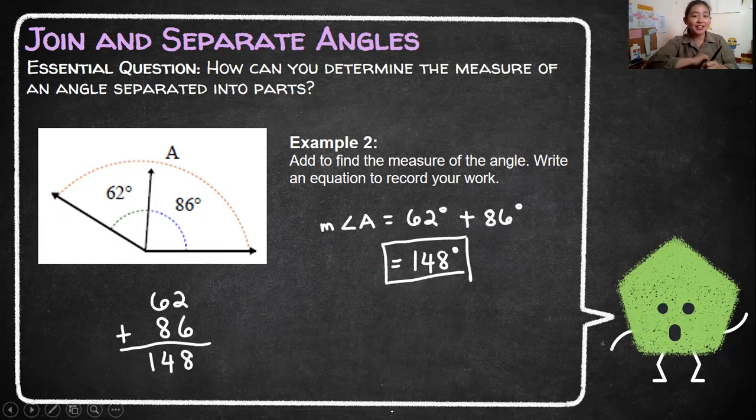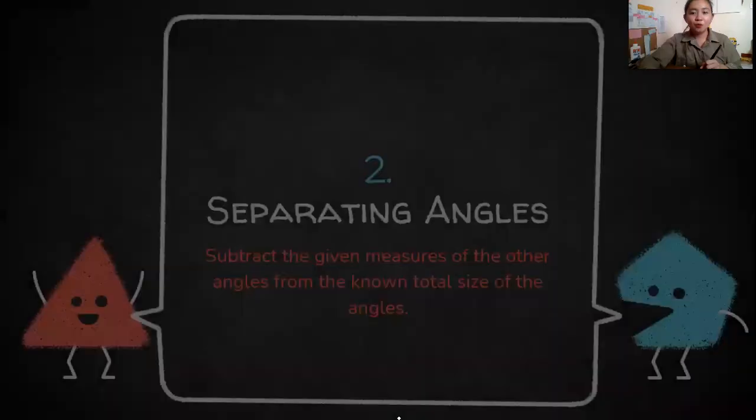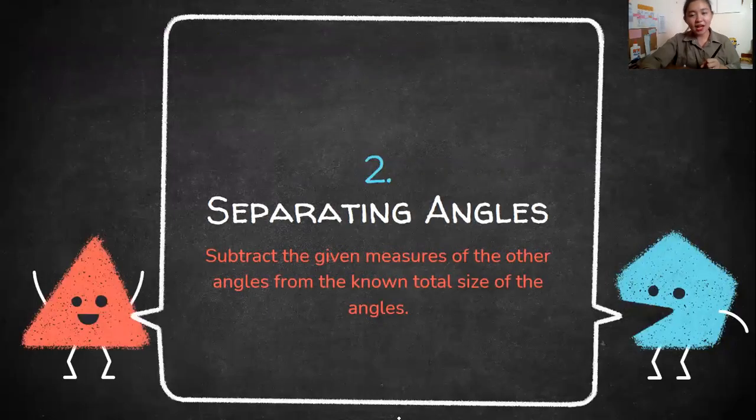I hope you're getting the idea now that if you have two adjacent angles with measurements given and you have to find the measure of the angle that they form together, then you will simply have to add them as part of joining angles. Moving on to separating angles this time. For this kind of angles, you have to subtract the given measure of the other angle from the total measure of the angle that they form together.